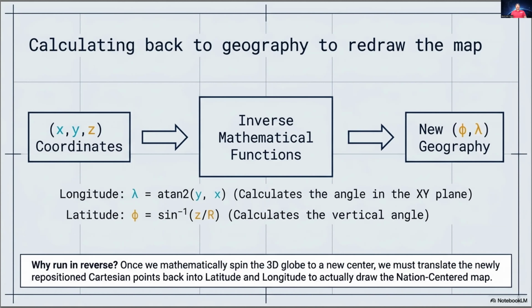Write it in reverse. Once we mathematically spin the 3D globe to a new center, we must translate the position Cartesian point and interact with longitude to actually go to the nation-centered map. When we go for the nation-centered map, it means the new place goes to the Prime Meridian, R00. So, and then the third place, where to go, this to calculate, that is the question.